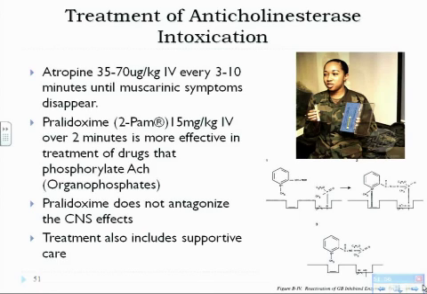It does not always antagonize the CNS effects, which is a little bit worrisome because it doesn't cross over the blood-brain barrier very much, but at least it allows the person to spontaneously breathe. So during that time, while you're waiting for that other agent to take off the effect in the central nervous system, you need to maintain supportive care.